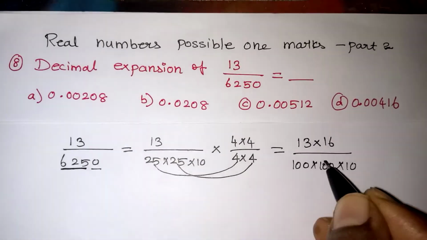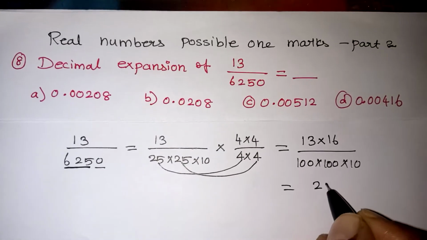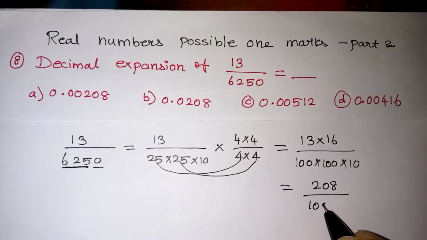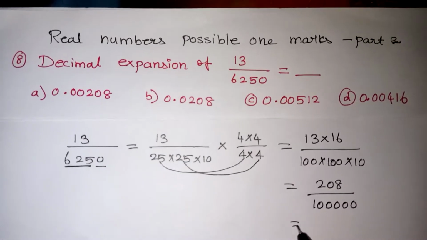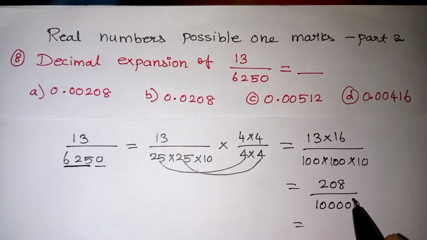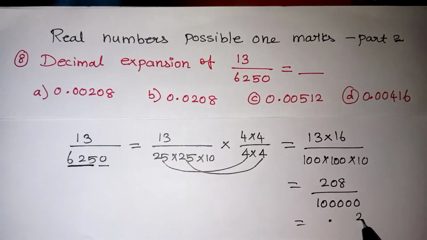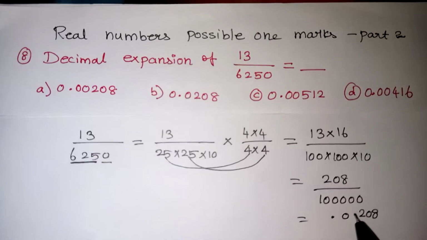Now 13 into 16 alone we have to multiply. We are getting 208. How many zeros do we have? We have 5 zeros: 1, 2, 3, 4, 5. So when we are doing the division, since 5 zeros are there, in the decimal part there should be 5 digits. Here 3 digits are already available, that is 208. For the remaining 2 you have to add zeros.